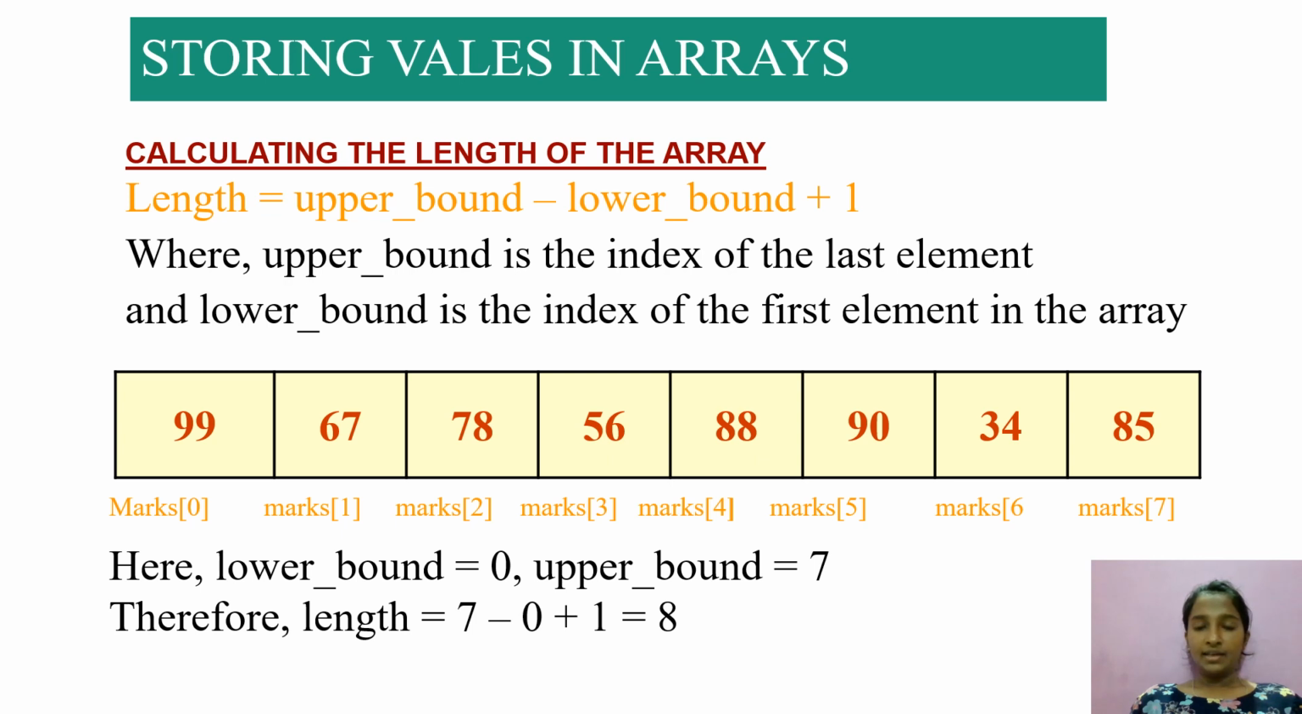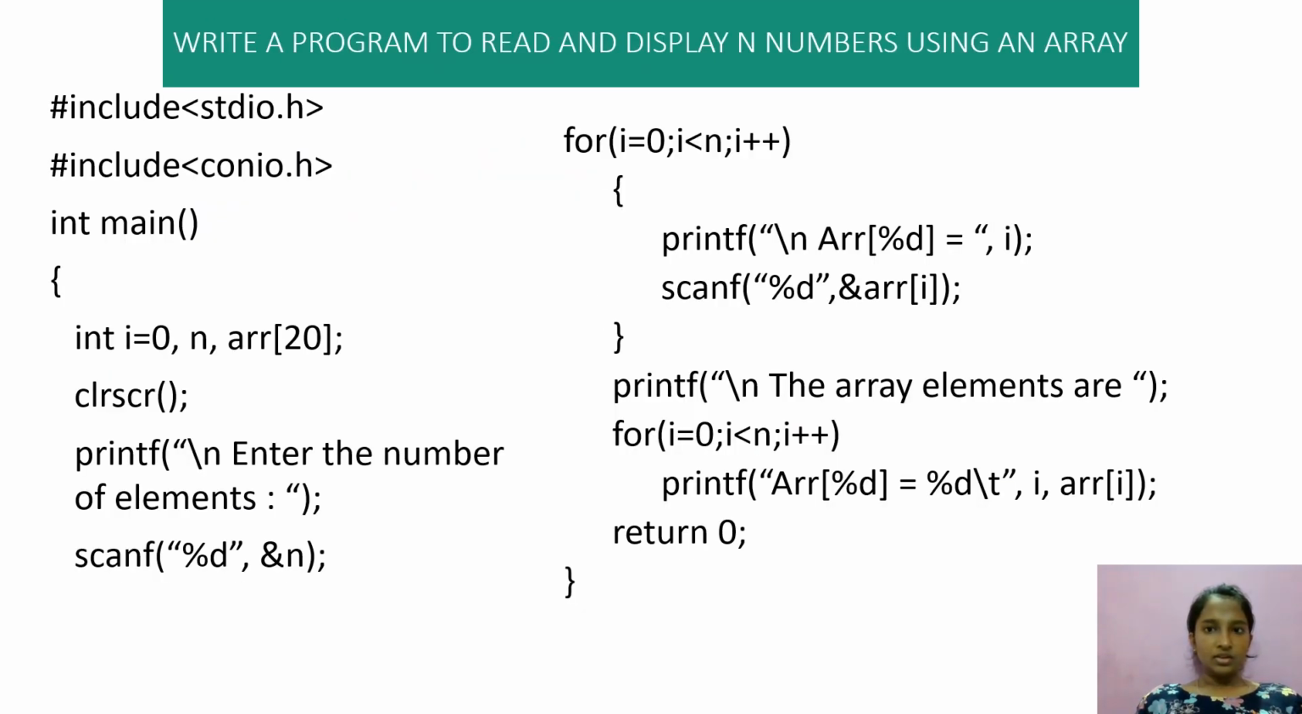Next comes calculating the length of the array, where length is equal to upper bound minus lower bound plus 1, where upper bound is the index of the last element and the lower bound is the index of the first element in the array. Here the lower bound is 0, upper bound is 7. Therefore length is 7 minus 0 plus 1, that is equal to 8. So here they have written a program to read and display n numbers using an array. You can go through the program.